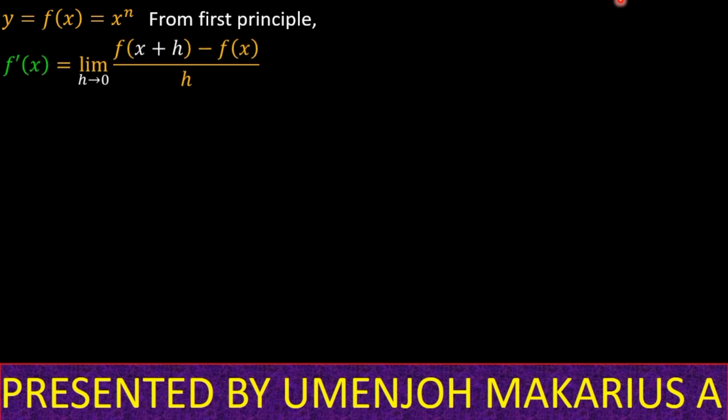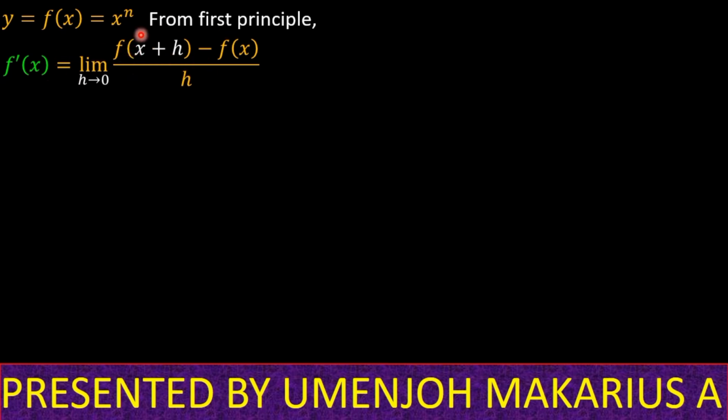Perfect, friends. Let's say that we have a function defined as y equals f of x, which is given as x to the power n. Therefore, guys, according to the first principle method of differentiation, f prime of x, which is the first derivative of y with respect to x, is given as the limit as h goes to 0 of f of x plus h minus f of x, all over h. So, guys, this is simply the definition of the first principle method of differentiation.